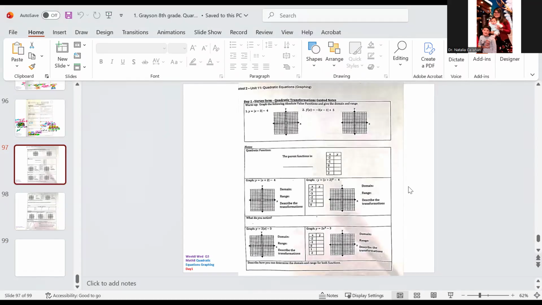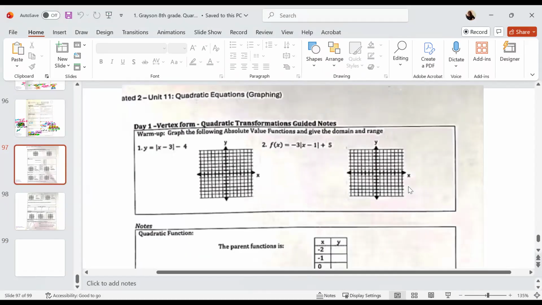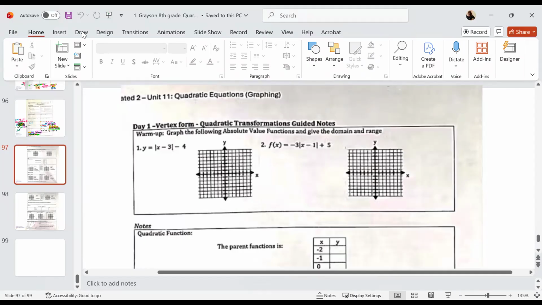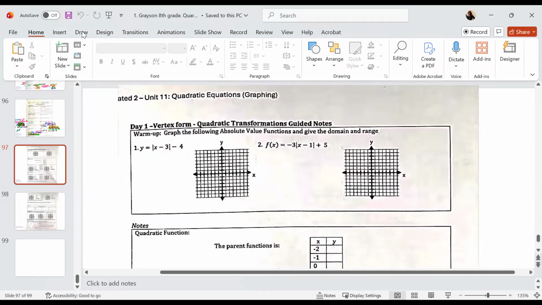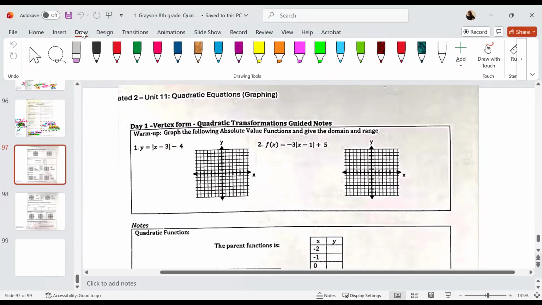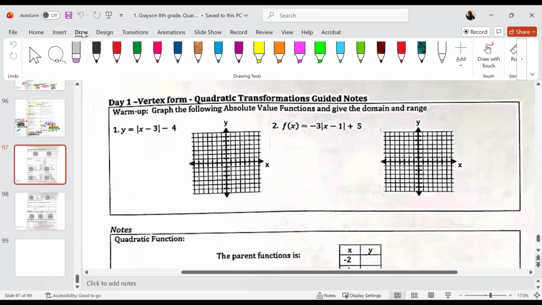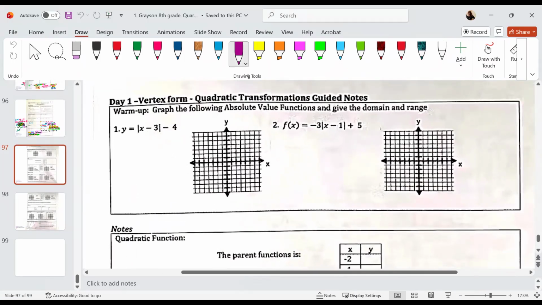All right, so let's take a look at this one. I need you to pay attention, please. Okay, so warm up. Graph the following absolute value. What shape is an absolute value? V shape, right? Now, I want you to write this down.